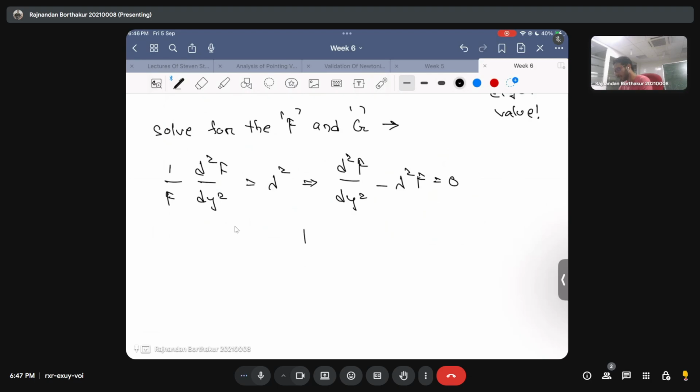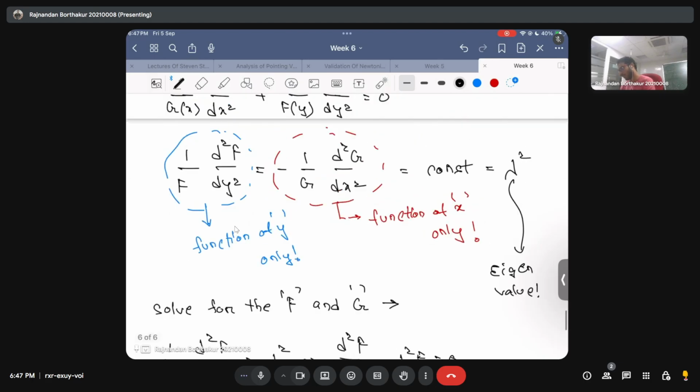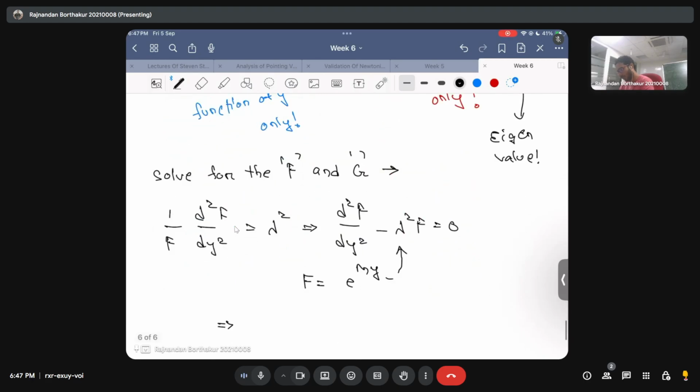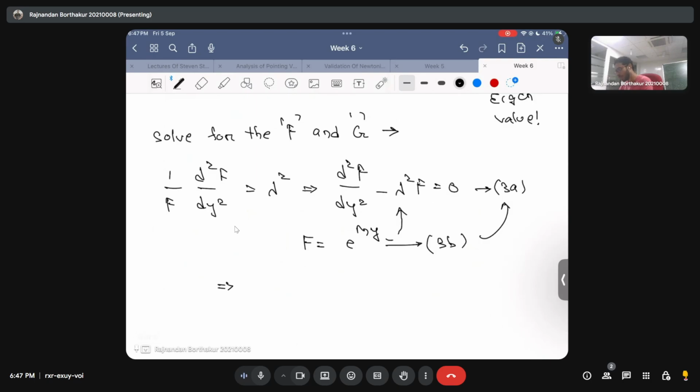The way you solve this, just a reminder, is that you consider f to be some e power my, and then you substitute this form into this equation. Maybe I should name the equations. Let's say this is 2c, this ODE is 3a, and the form we are considering is 3b. If you substitute 3b into 3a, d2f by dy2 will be m squared times e power my, minus lambda squared e power my, equal to 0.